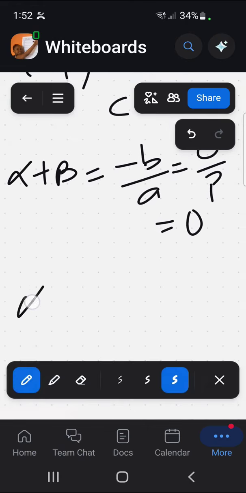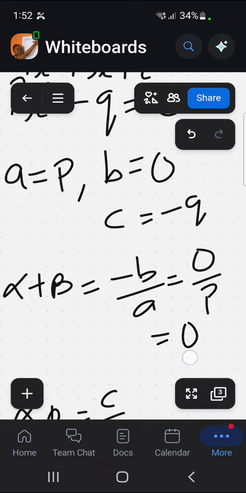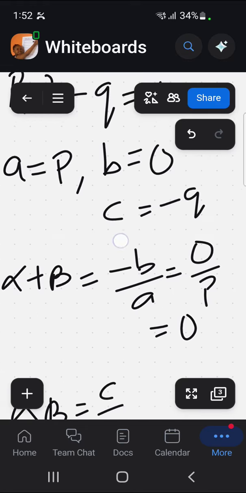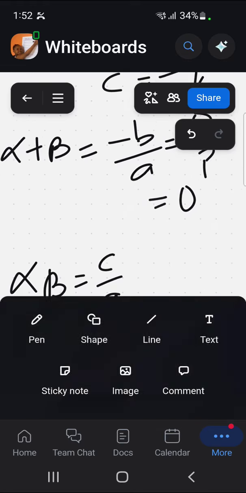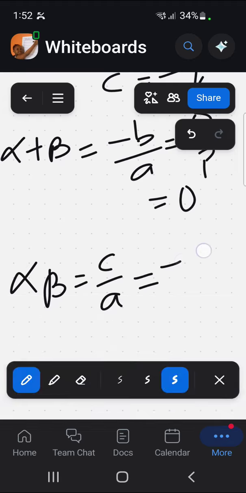Now, what about the product? The product is alpha beta, which is equal to c over a. And what is c? We already identified our c as minus q. So let's go back there and put c. The c is minus q, then all over a. What is a?